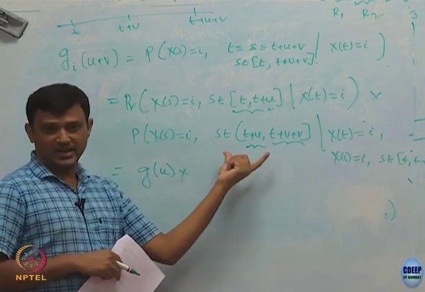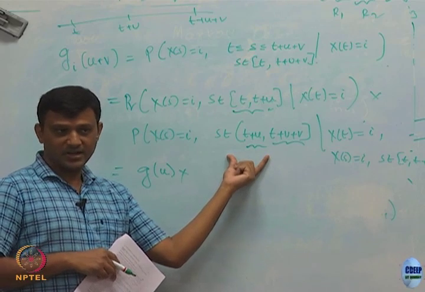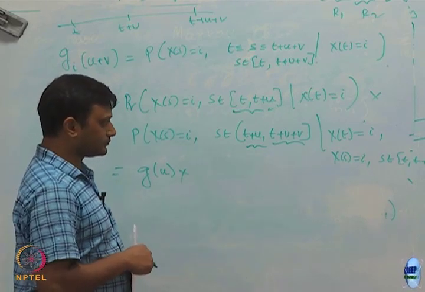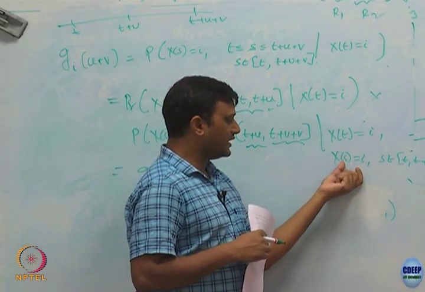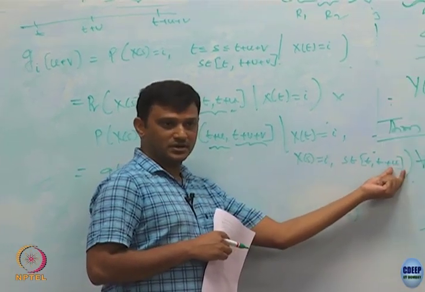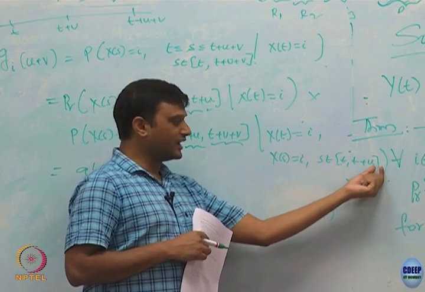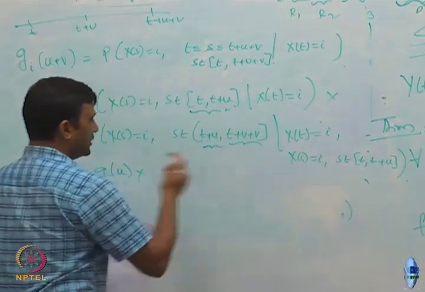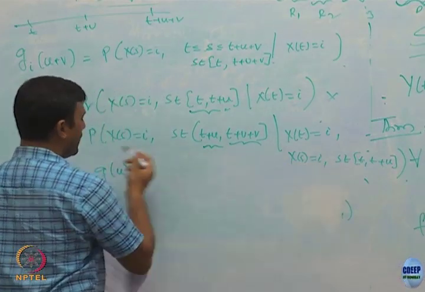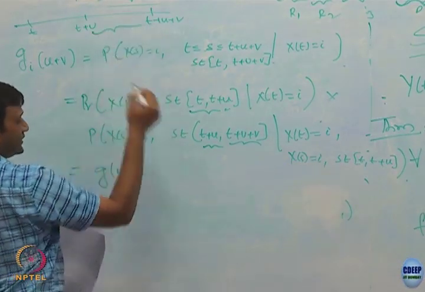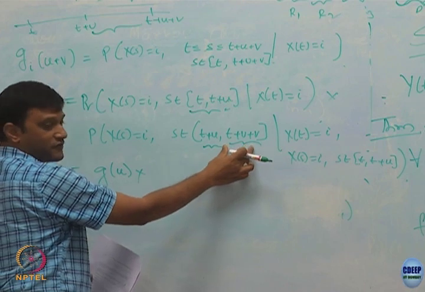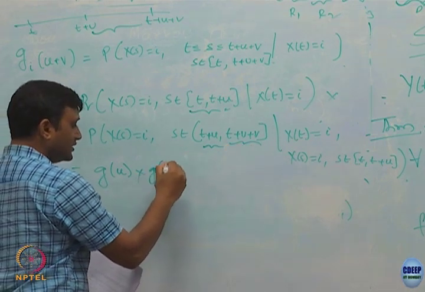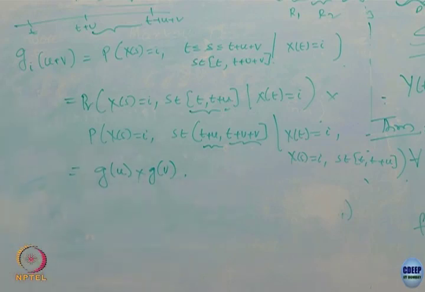For this other part, I am going to again apply my Markov property. From the Markov property, I already know that X(s) is i in the interval t to t+u, and I do not care what has happened before that. So I already know that at X(s) I am in i, and now I am asking what is the probability that it is going to continue to stay in the state i again? And what is the length of this interval? It is going to be v. So it must be the case that this is g of v.